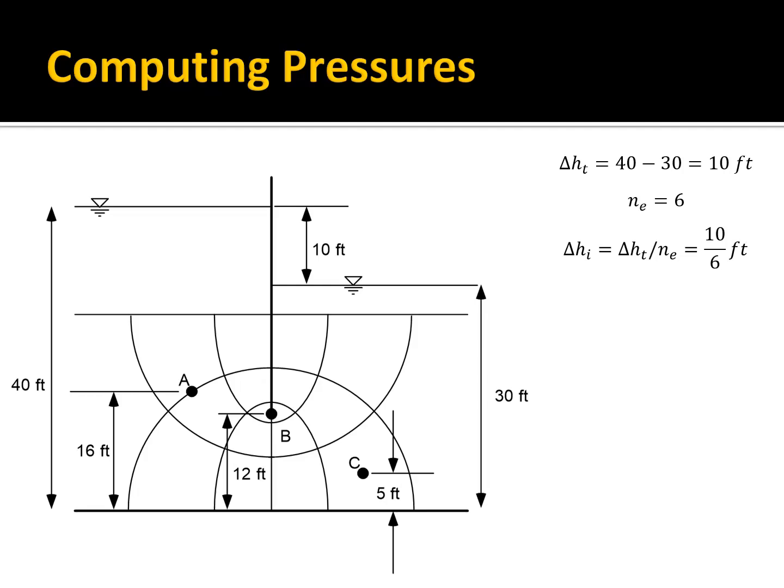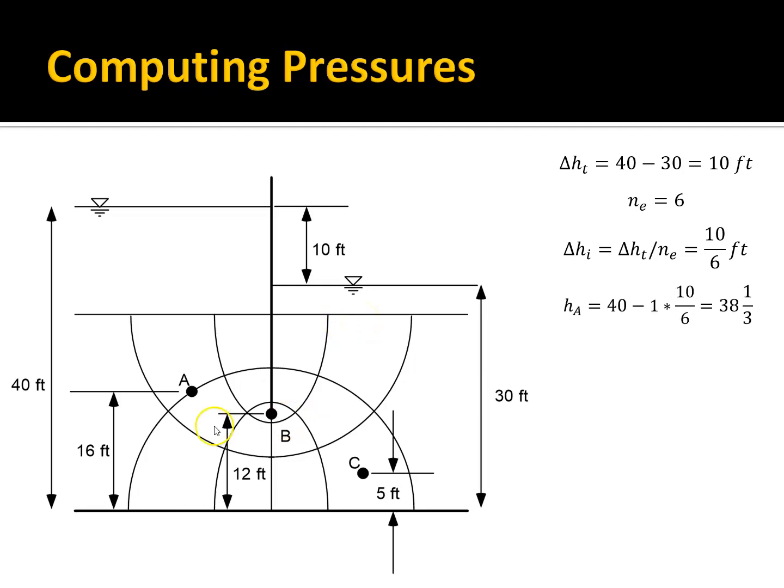And again, the best way to think of these equipotential drops is they're like contour lines on a topo map. And in this case, the contour interval is 5/3 or 10/6 of a foot. And so every time you go down from one equipotential line to the next, you drop 10/6 of a foot.